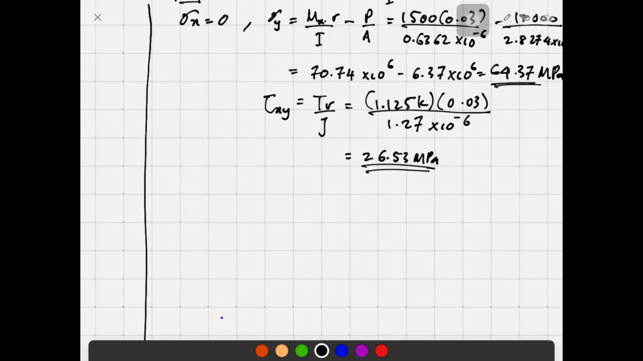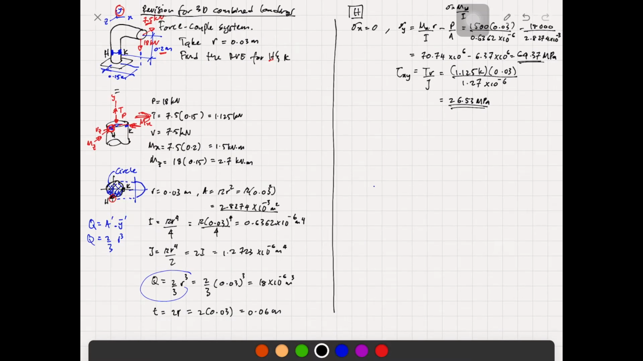So that is, we solve all. Is there anything else that we miss at point H? A torsion is due to the top that we have, 7.5 times 0.15, the distance. That is the torque, and it is acting at point H as well as point K, if you like, but we are focusing on one point right now, point H.